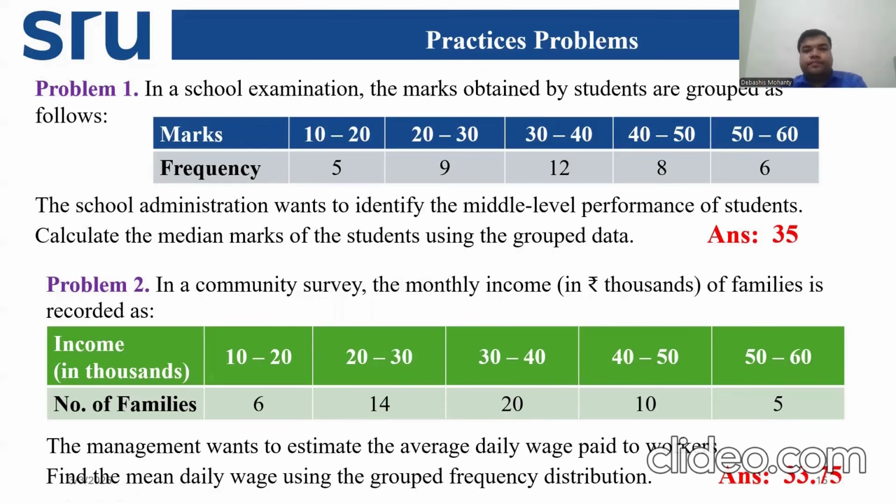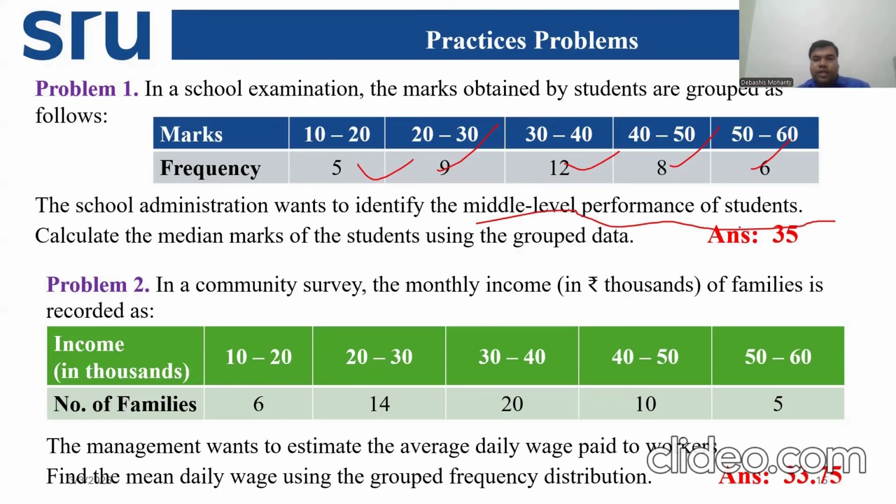So here you see the frequencies 5, 9, 12, 8, and 6. Here you can see this one is 8, this one is 6, this one is 12, this one is 9, and this one is 5. What is the question asking, try to understand this. The school administration wants to identify the middle class performance of the students. So here you need to calculate the middle class performance of the students.